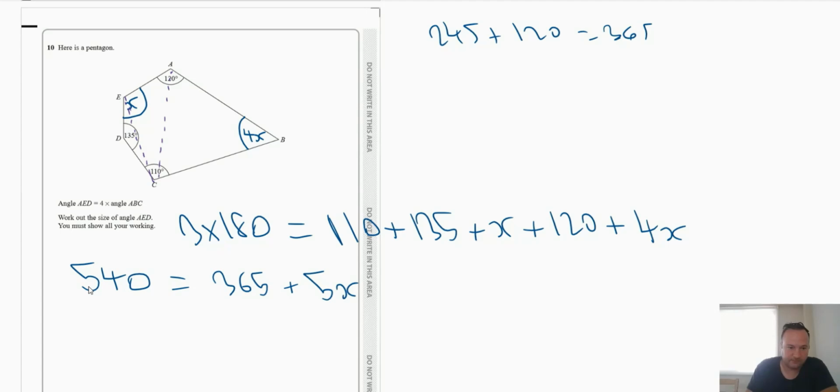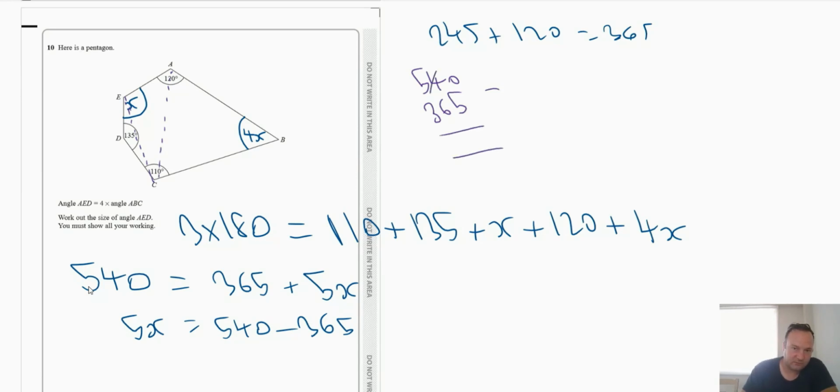solve. This basically means that 5x is going to be 540 minus 365. We can find some space over here to work this out if this is a little bit too taxing for us. So we borrow from the 4, we can see 10 minus 5 is 5. Borrow from the 5, 13 minus 6 is 7. 4 minus 3 is 1. So 175. So this basically means that 5x is equal to 175.